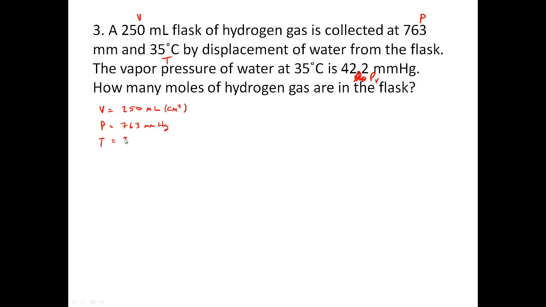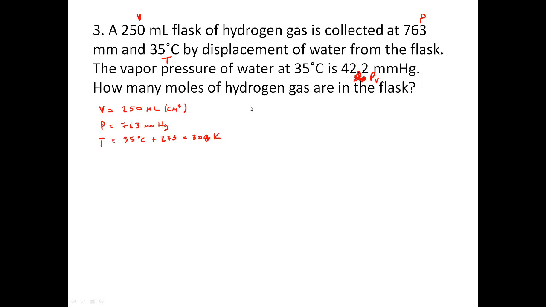Temperature, 35 degrees C. Let's go ahead and convert that to Kelvin, though. Let's add 273 to it. It looks like we're at 307, if I'm not mistaken, 308 K.